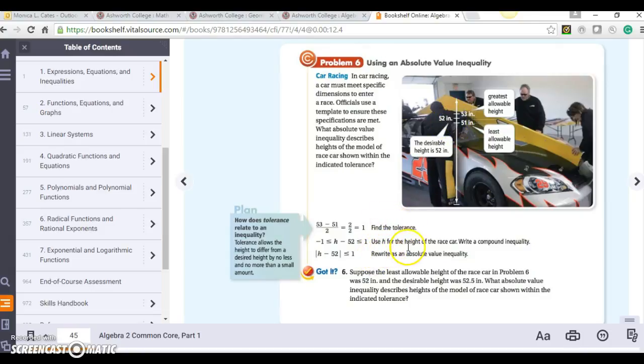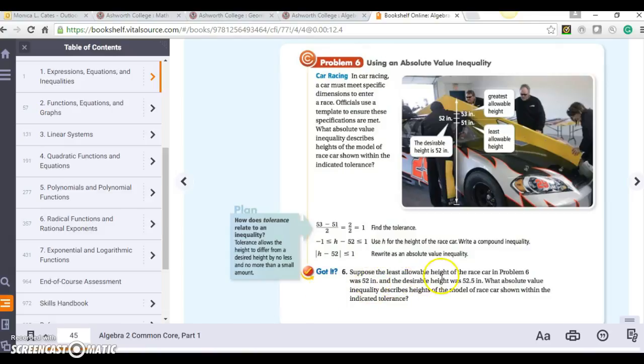So if we use h for the height of the car, we can write a compound inequality. We know h minus 52 has to be less than or equal to 1, or it has to be greater than or equal to negative 1. If we write this as an absolute value inequality instead, because when we have an absolute value inequality, we end up with two equations anyway, we just say the absolute value of h minus 52 is less than or equal to 1.